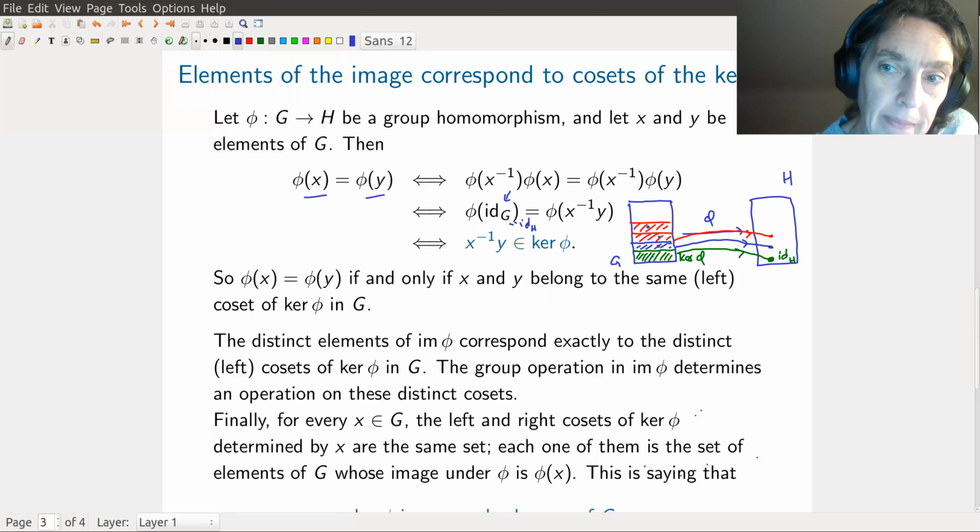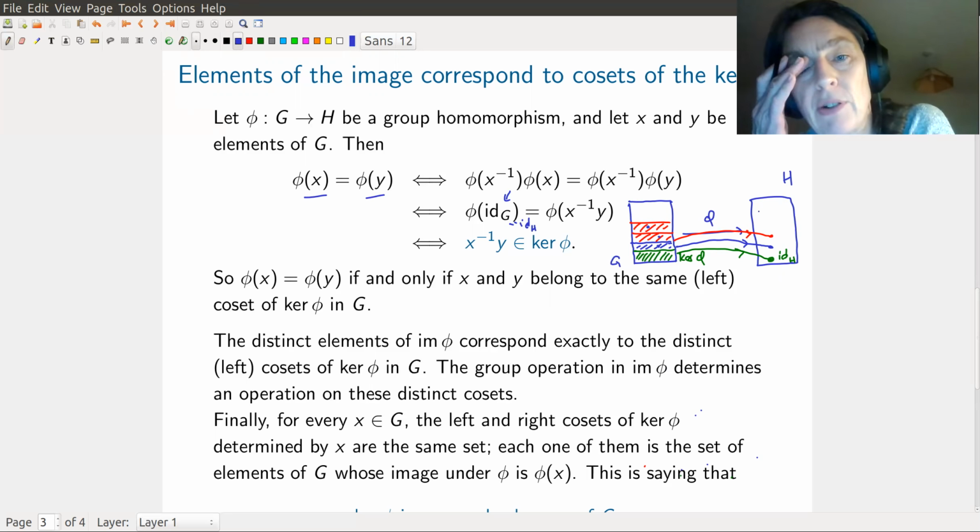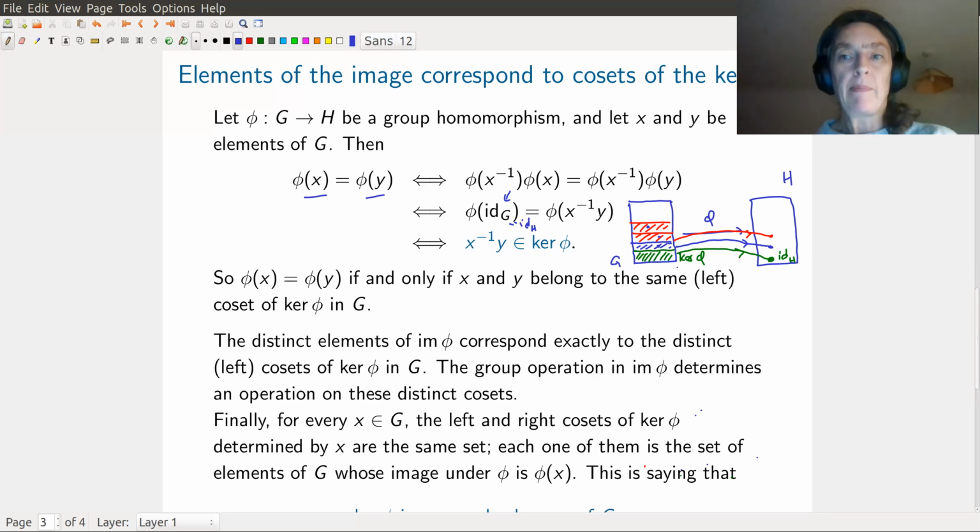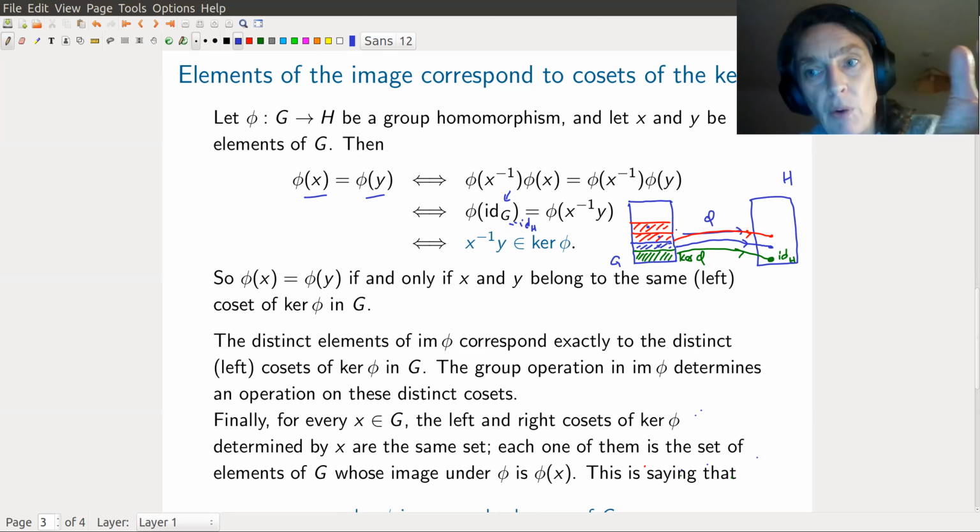The group operation on the elements of the image then somehow gives us a binary operation on the set of left cosets of the kernel of phi in G, of the subgroup in G. Okay, so somehow this kind of setup gives us a way of composing cosets of the kernel of phi in G. The elements in the image of phi correspond to distinct cosets of the kernel in G. They can be composed together using the group operation in H, and through the correspondence that gives us sort of a group operation on the set of cosets of the kernel of phi in G. The number of those cosets is the index of the kernel in G.